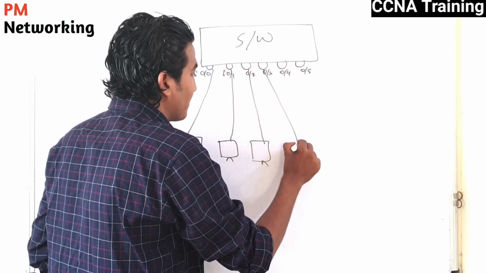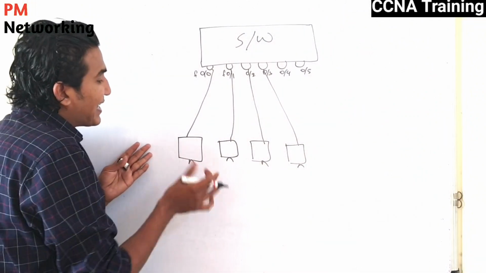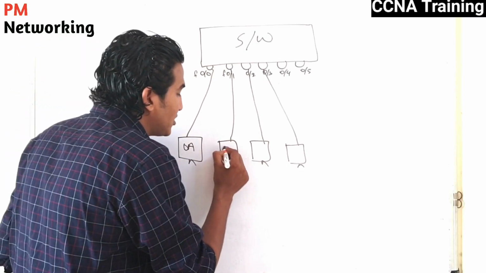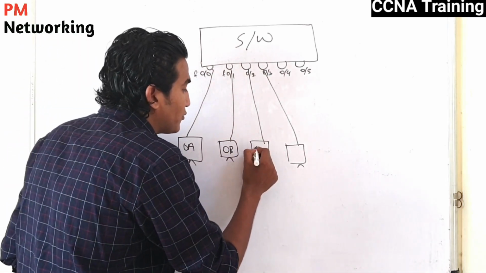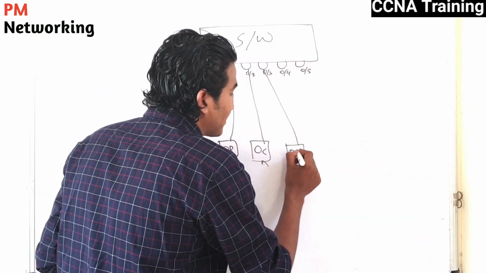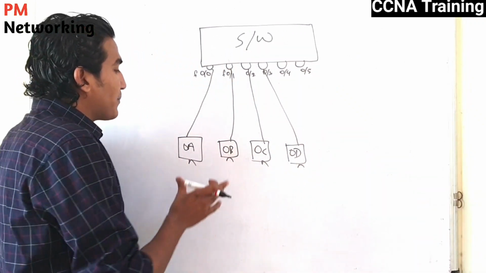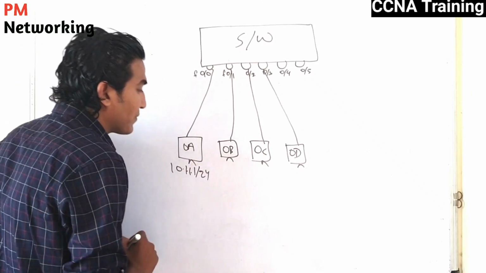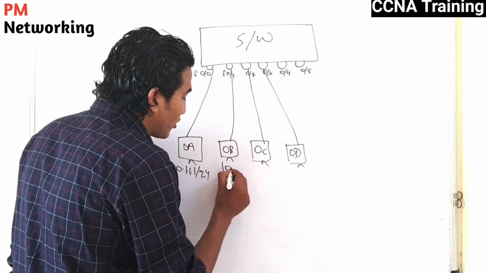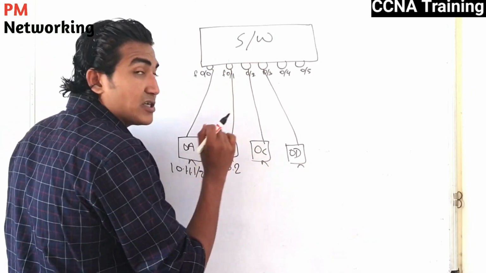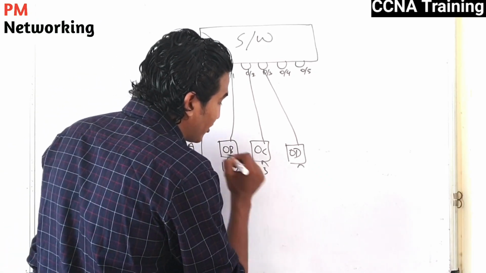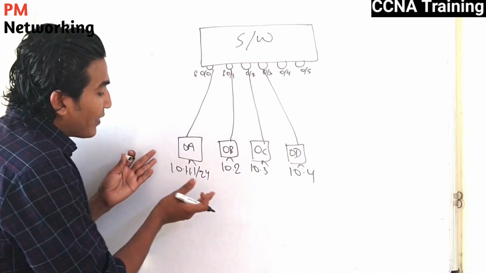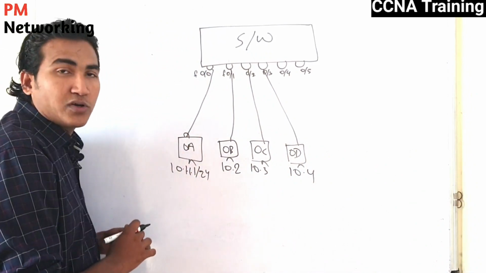Okay, now just suppose the MAC address of this computer is 0A and the MAC address of this computer is 0B. MAC address of this computer is 0C. MAC address of this computer is 0D. Suppose the IP address of this computer is 10.1.1.1/24. IP address of this computer is 10.1.1.2. IP address of this computer is 10.1.1.3, 10.1.1.4. Just suppose.